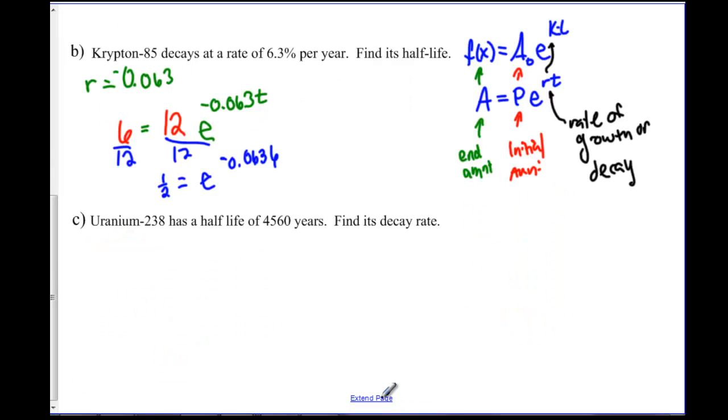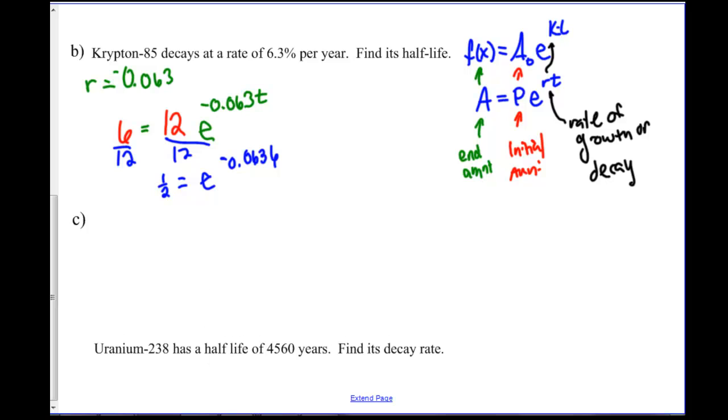And I need to make just a little bit more space. So we have 1/2 equals E to the negative 0.063 T. Yeah, that was a horrible T. There. Did you all end up with a 1/2 on the left side?